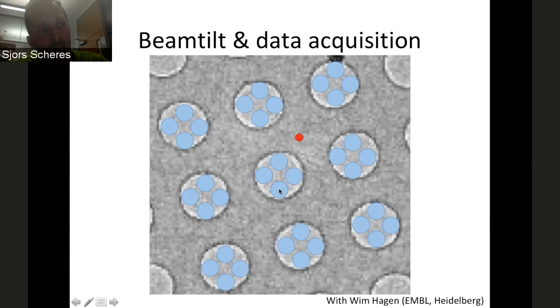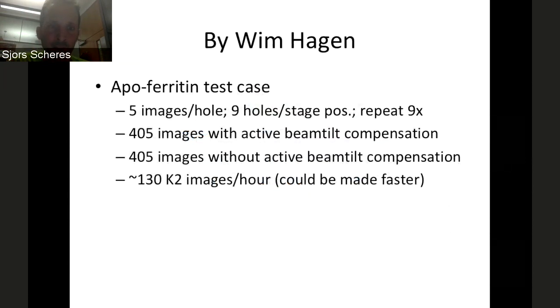And Wim was developing methods using the optics of the microscope to correct for the actual beam tilt that shifting the beam so far out induces. So you can use the microscope hardware to take images here that do not have beam tilt in them. But as a control, Wim also collected data where he just ignored beam tilt and just took the images using the beam shift anyway. So we thought that would be a nice data set to test our method of estimating and correcting for beam tilt on. So these are on Apo-ferritin.